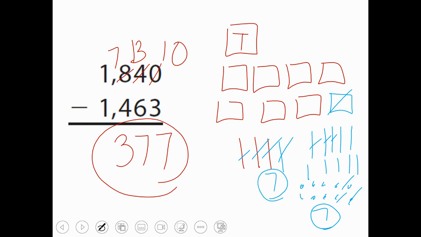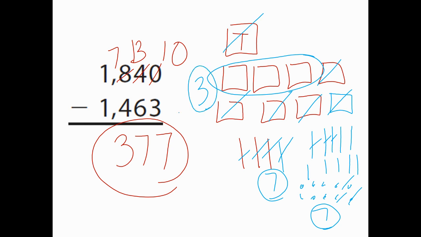And then I'm going to go up to my hundreds. I have 700s left, because remember I borrowed already from there. And I need to take away 4. So I'm going to go 1, 2, 3, 4. And if I look, I have 3 left. So I have 3. And then if I go to the thousands place, I'm going to cross off 1,000. So I have none. So my answer is 377.